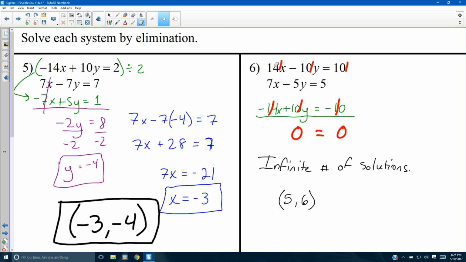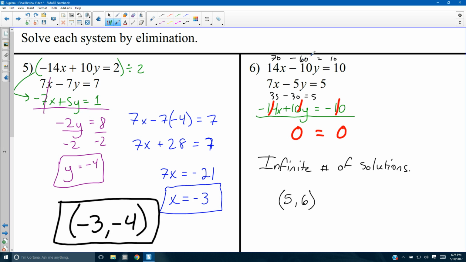If I substitute 5 for x in this equation here, 7 times 5 is 35. And I subtract 5 times 6, I subtract 30. 35 minus 30 is 5. And that tends to pan out. So this is a solution to this bottom equation. All that means is that if this is a solution to the bottom equation, it's also a solution to the top equation. 5 times 14 is 70. 10 times 6 is 60. 70 minus 60 is 10.